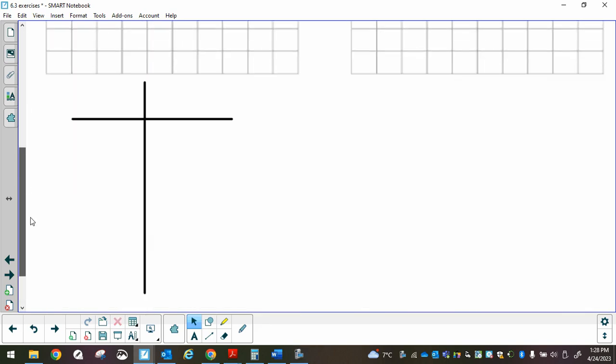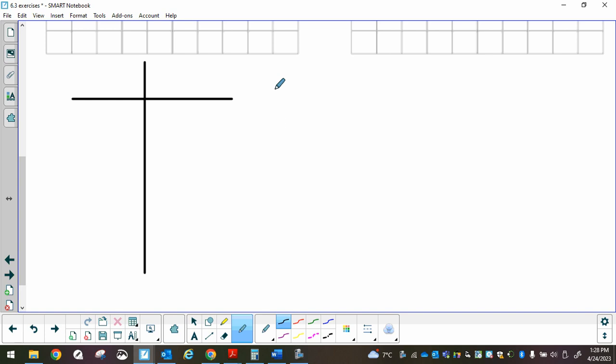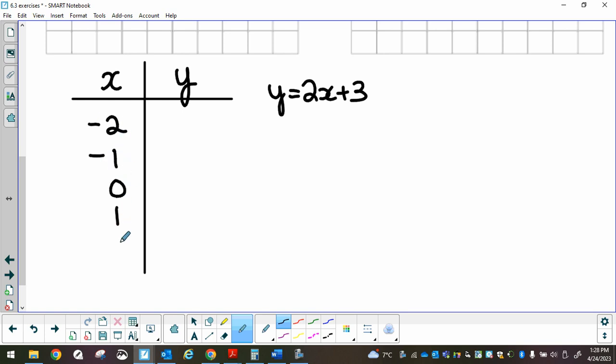Okay, y equals 2x plus 3 is my equation. I'm going to put x and y. You pick the x's. You have to pick these values. We discussed how typically you would pick a few negative numbers and a few positive numbers. So most people stick to these same numbers every time they have to pick: -2, -1, 0, 1, and 2.